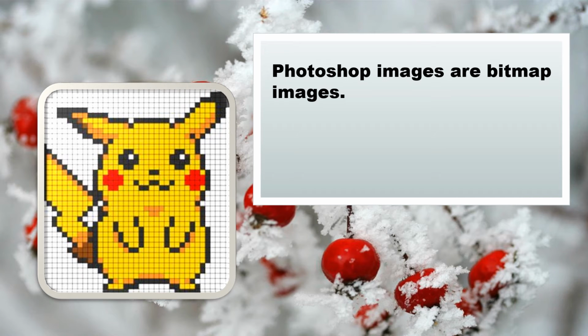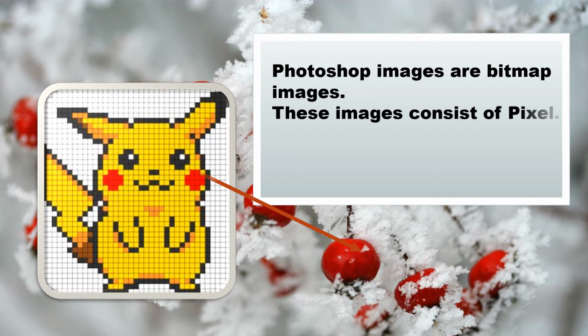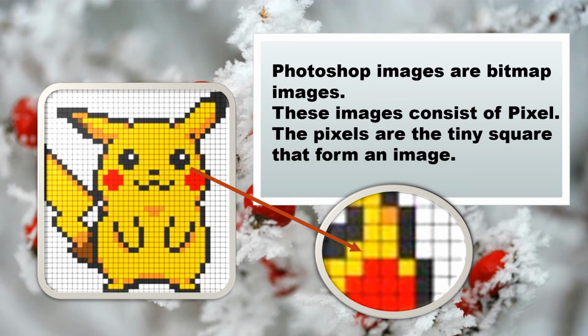Photoshop images are bitmap images, which means these images are made up of pixels. Now, what do you mean by pixels? They are tiny squares that form an image, and the more pixels there are in an image, the higher the quality of that picture.